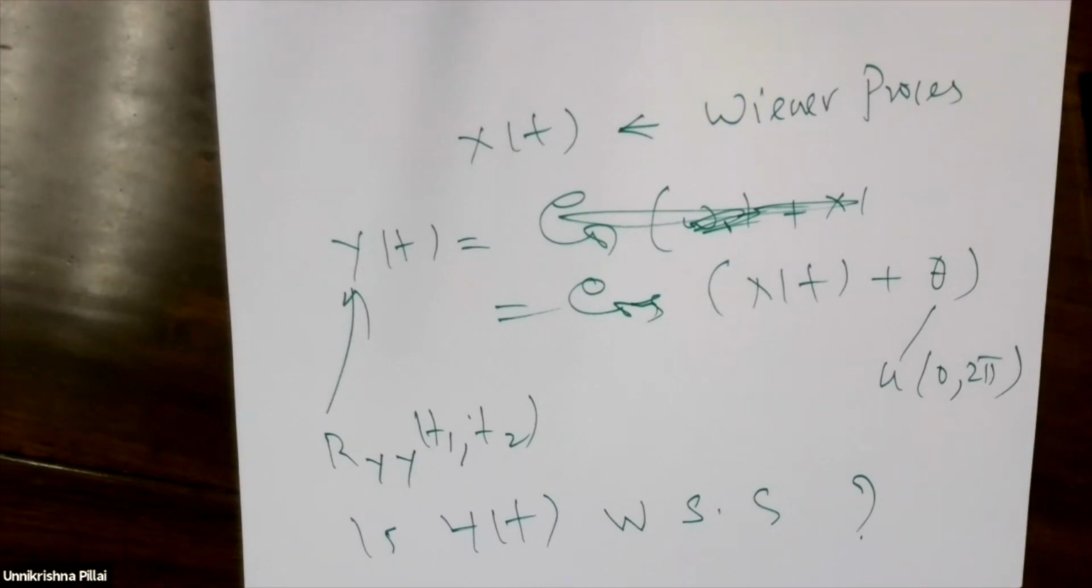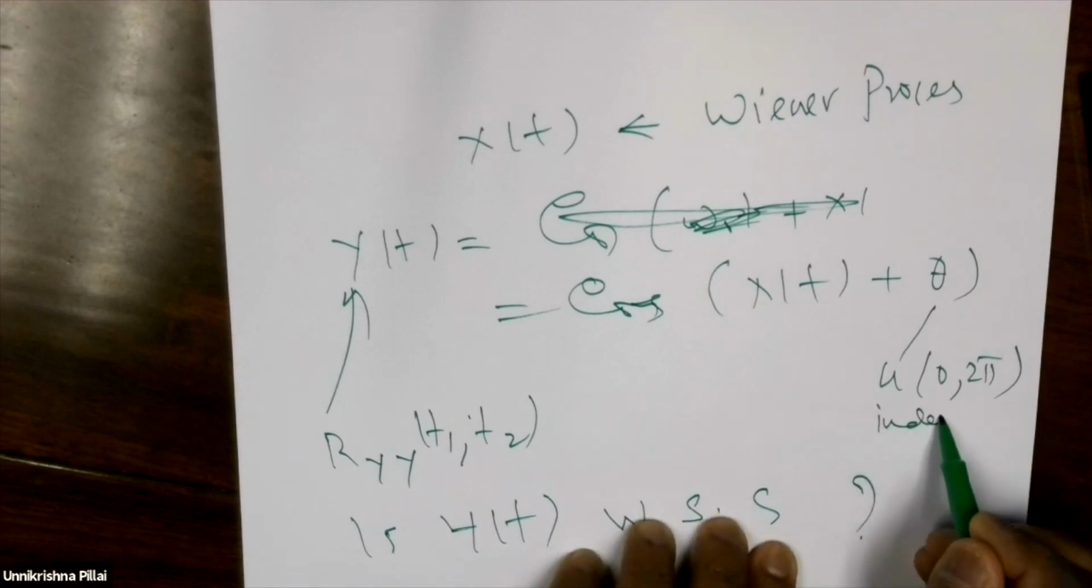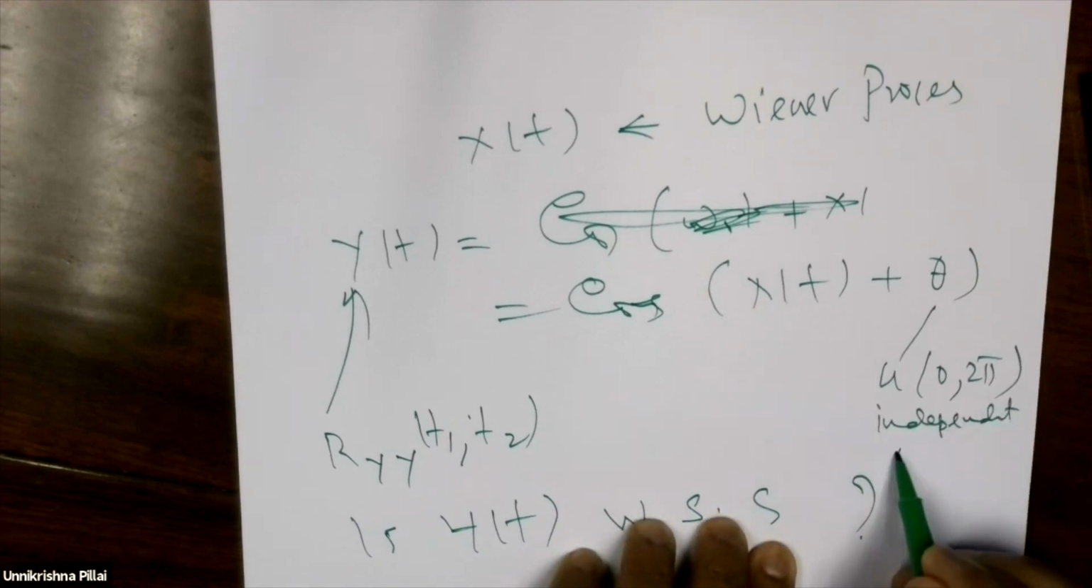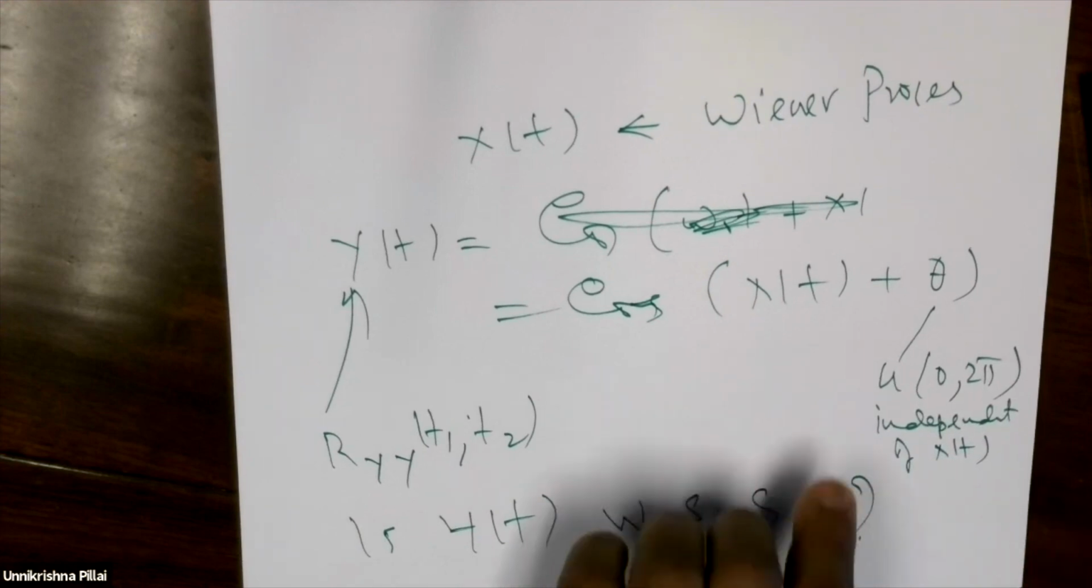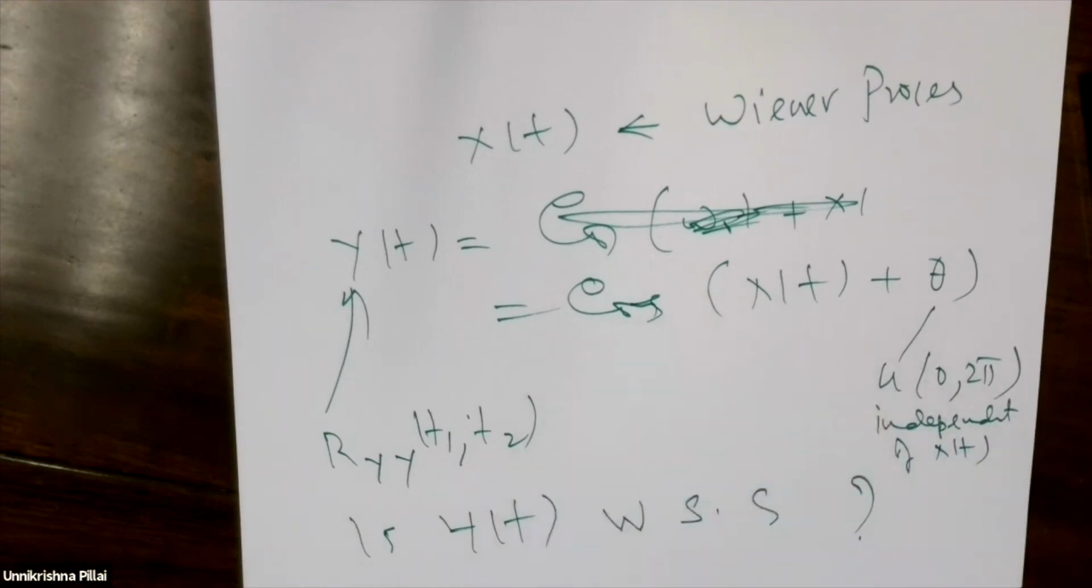So I hope you see the problem. The cosine of x of t plus theta, where theta is a random variable independent of x of t. Essentially, it's like when you transmit an FM waveform or a PM, phase modulation, and the phase gets disturbed by a random variable theta. The question is, is y of t, the new process, wide-sense stationary or not? So you need to find out its autocorrelation function.